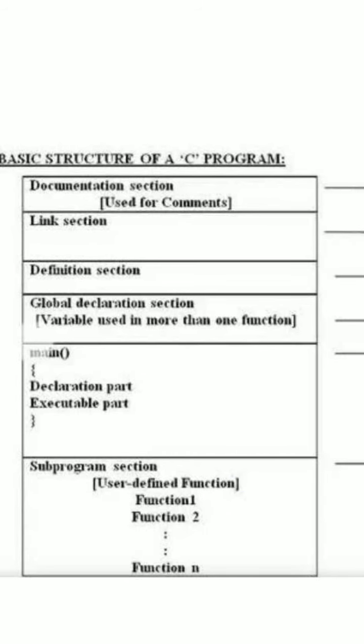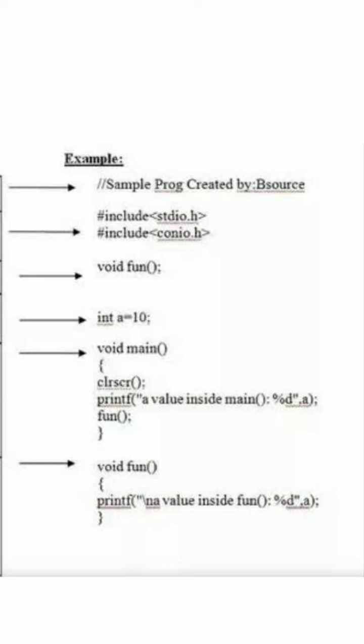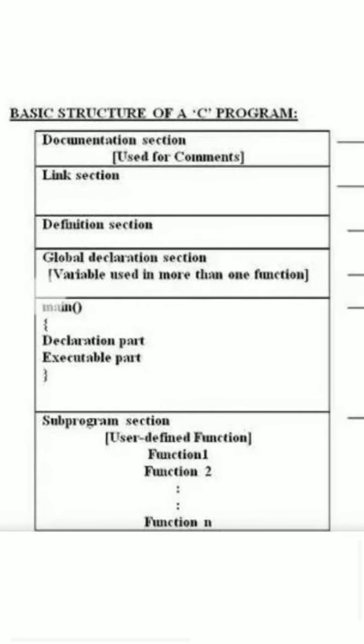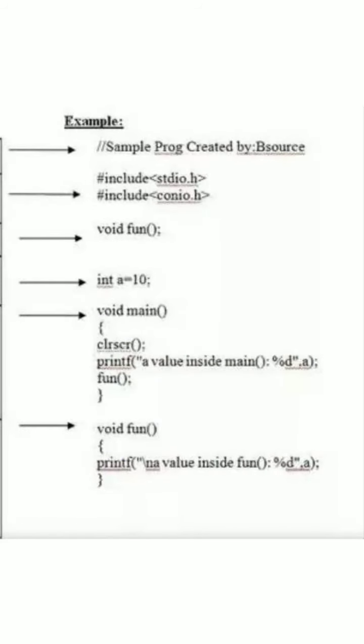Next is the global declaration section. You will be giving some default values here. You can access these values throughout the program, not only in a particular section of the program. That is global declaration. Next is main. This is the part of the program which executes first. This is the main function. You can see that void main is the first section that the compiler will start to execute.